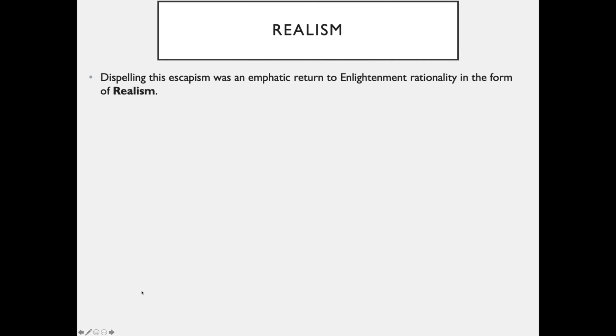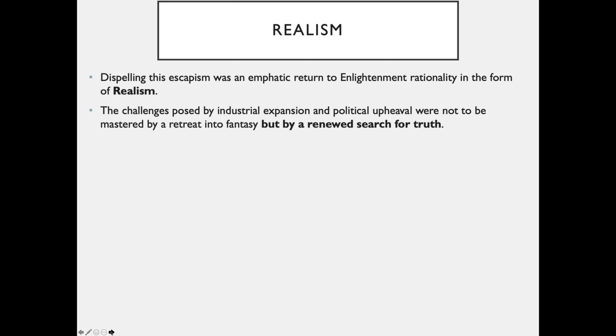All right, realism. Dispelling this escapism was an emphatic return to Enlightenment rationality in the form of realism. The challenges imposed by industrial expansion and political upheaval were not to be mastered by a retreat into fantasy, but by a renewed search for truth. So some people rejected this kind of fantastical world of neoclassicism and romanticism and were looking for something that was more true to their own experience.